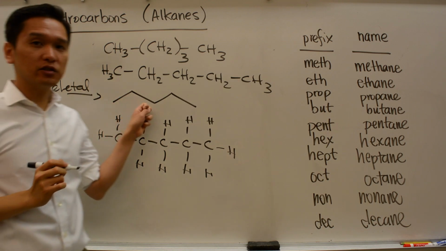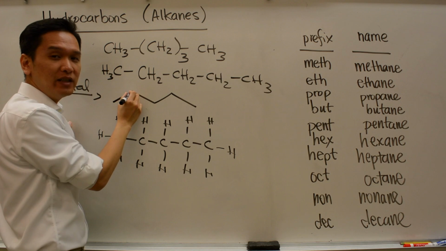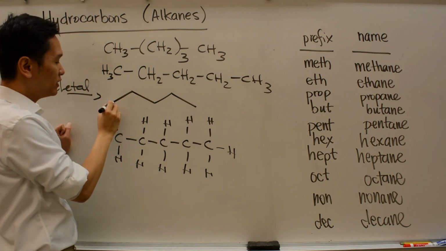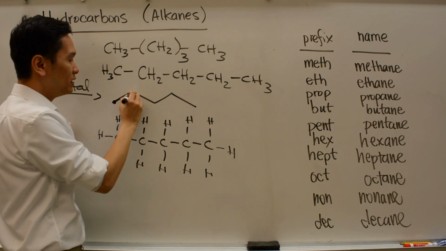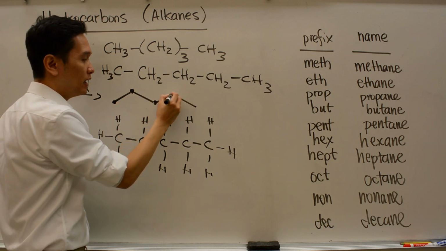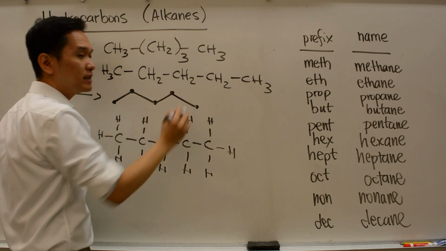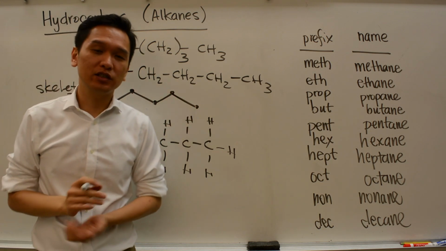In a skeletal structure, every time you make a line, at the end of each line segment is a carbon. So here's a carbon, I make a line segment, here's another carbon. I make another line segment, here's another carbon, line segment, carbon, carbon. Okay? And we draw it in a zigzag fashion to represent really its geometry.